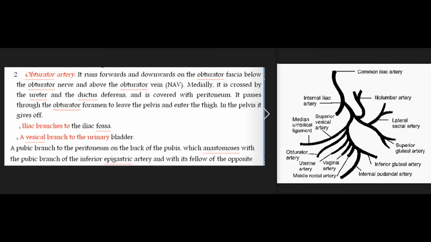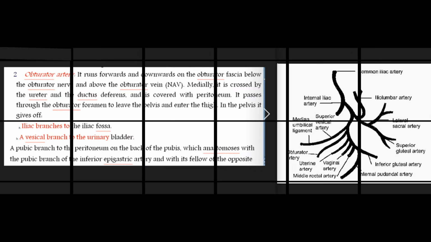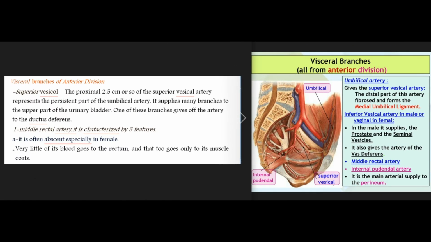In the pelvis it gives off a. iliac branches to the iliac fossa, b. a vesical branch to the urinary bladder, c. a pubic branch to the peritoneum on the back of the pubis, which anastomoses with the pubic branch of the inferior epigastric artery and with its fellow of the opposite side. Visceral branches of anterior division.